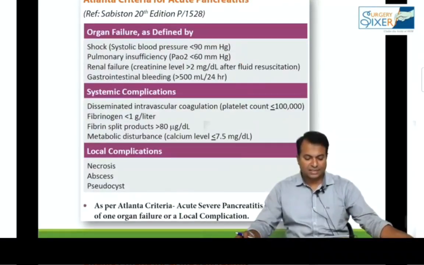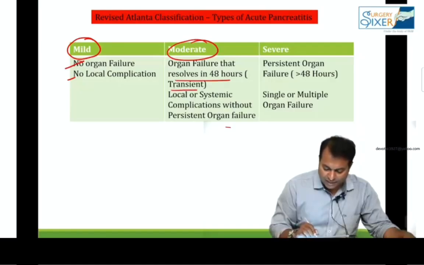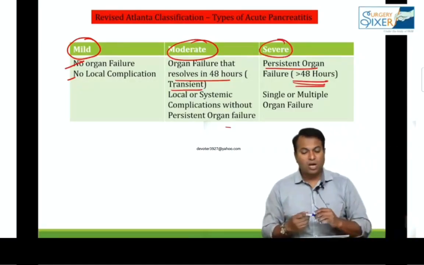So this is the Atlanta classification as I discussed. Please don't forget the Atlanta classification. Mild is no organ failure, no local complication. Moderate is there is organ failure, transient. Severe is persistent. After 48 hours also they have organ failure.